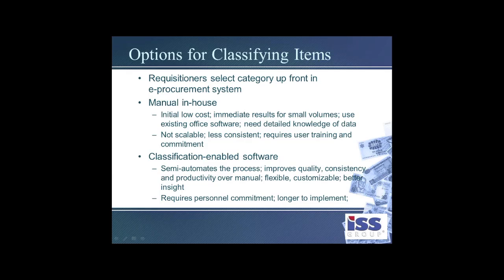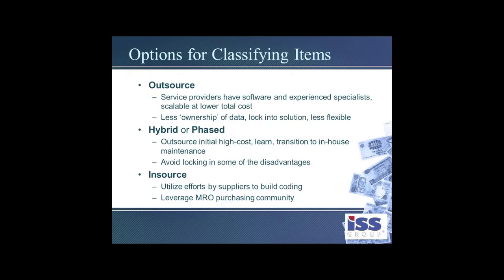To do this, you can set up a manual in-house system. This is very low cost to get into and can give you immediate results for small volumes, but it becomes less consistent, requires a lot of user training and commitment in order to make work. You can also use classification-enabled software. This can semi-automate the process and can improve the quality, consistency, and productivity, but it still requires personnel commitment and can take longer to implement. Next.